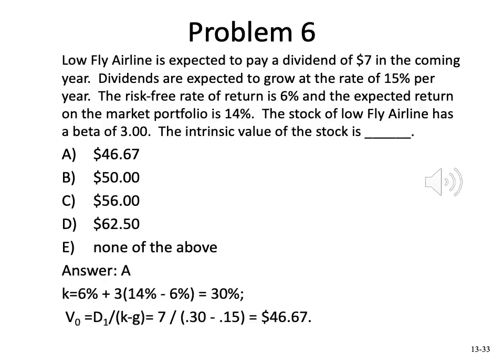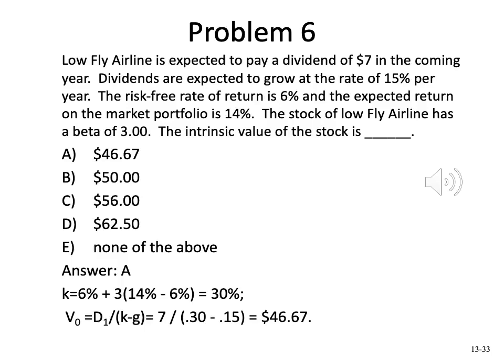Low-fly airplane is expected to pay a dividend of $7 in the coming year, so D1 equals $7. Dividends are expected to grow at 15% a year, so G equals 15%. Risk-free rate 6%. Market return 14%. Beta 3. What is the intrinsic value? What is the price of the stock?